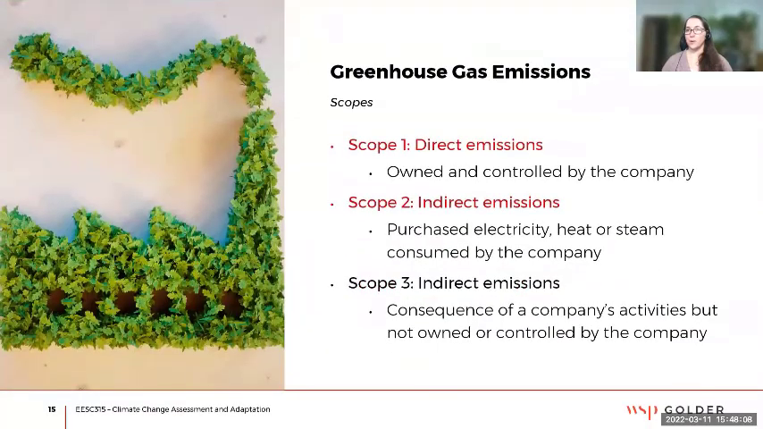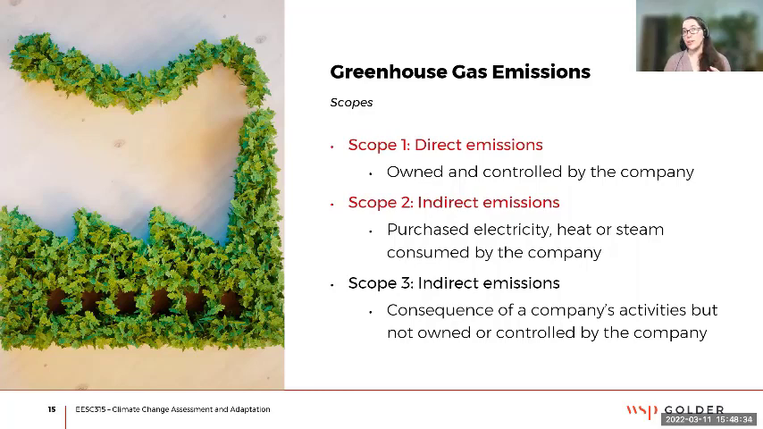So when I talk about greenhouse gases, I thought I'd just take a step back, and I apologize if this is a repeat of earlier lectures, but greenhouse gas emissions are divided into 3 different scopes. Your first scope is your direct emissions. These are owned and controlled by the company. You are making the decision to burn the fuel. You are clearing the land, any of that kind of stuff. So it's stuff that you have direct control over.